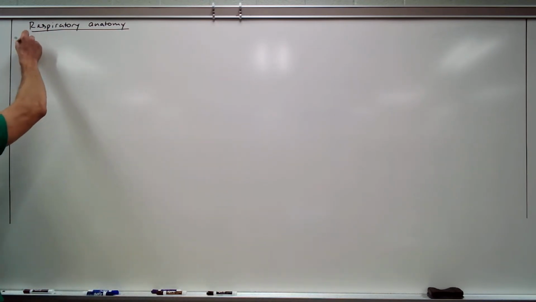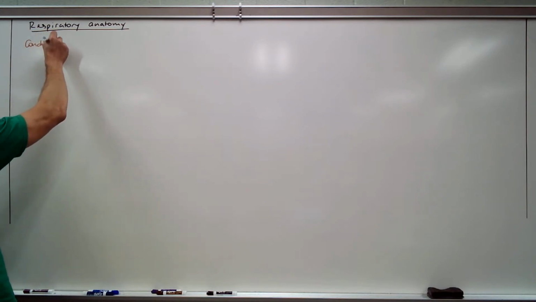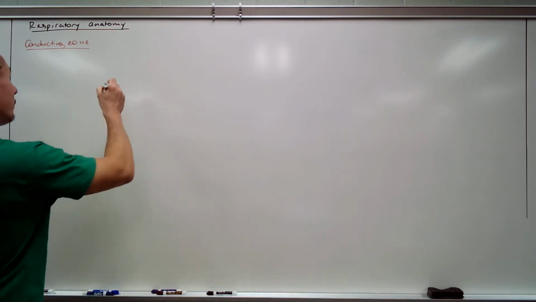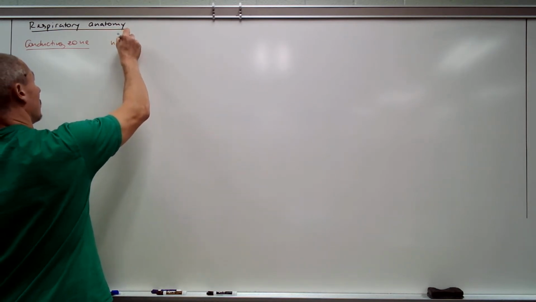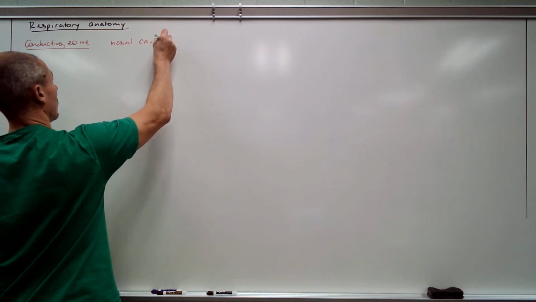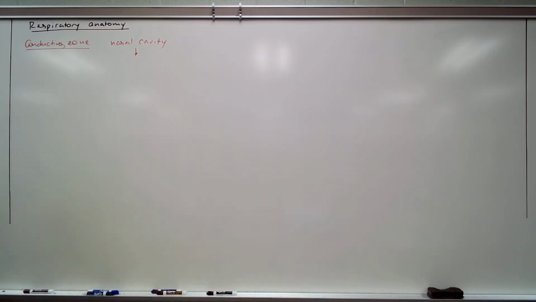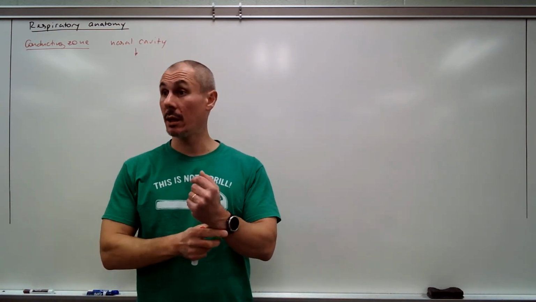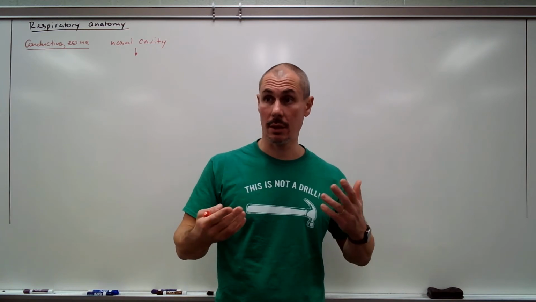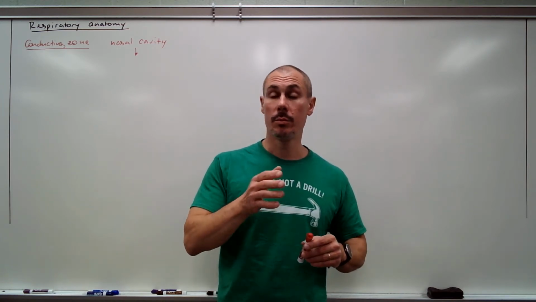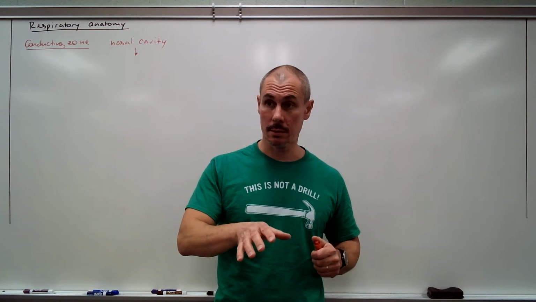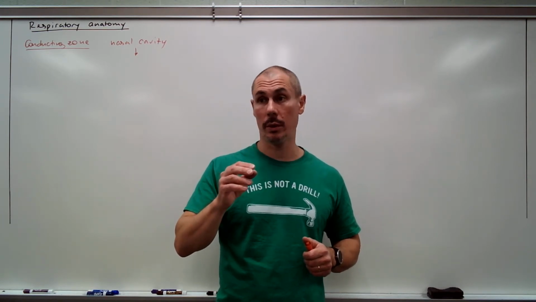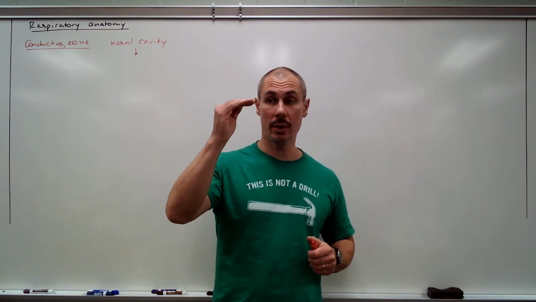The conducting zone is comprised of the nasal cavity. So air gets into the nasal cavity. A few things about the nasal cavity, listen up. Hair in the nasal cavity traps the dust and large particles. Mucus traps pathogens and smaller particles, right? And your nasal cavity contains folds that we call nasal conchae: superior, middle, and inferior.